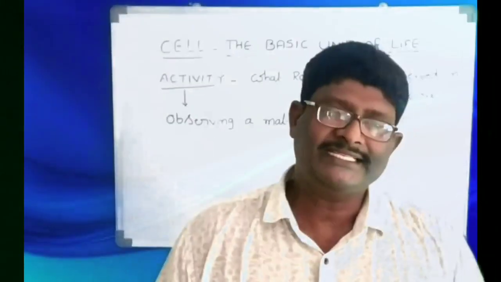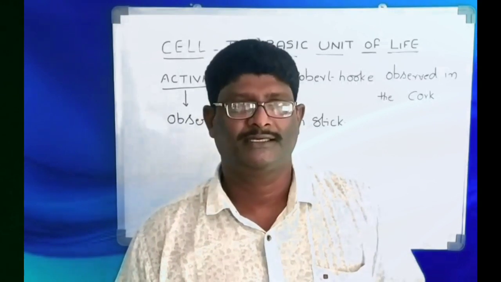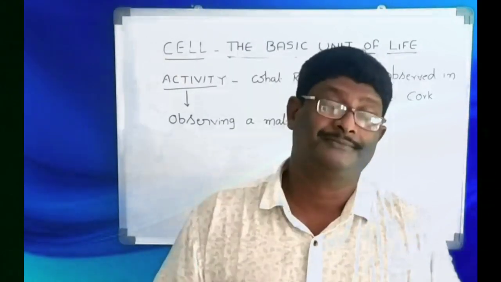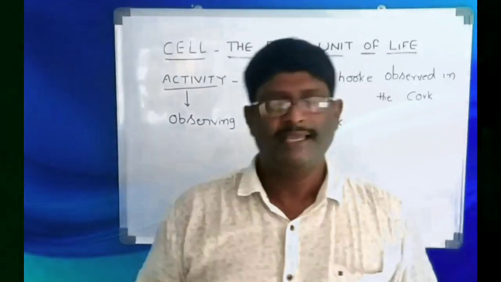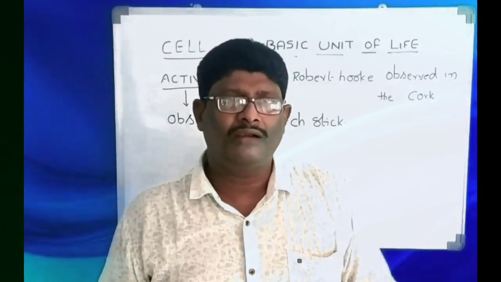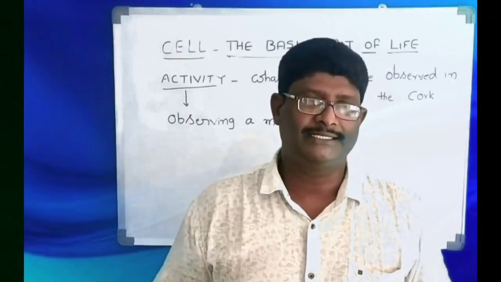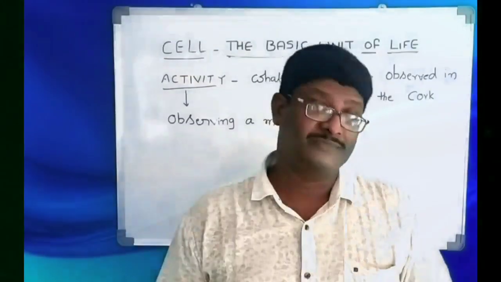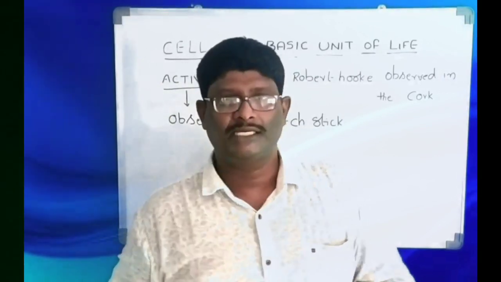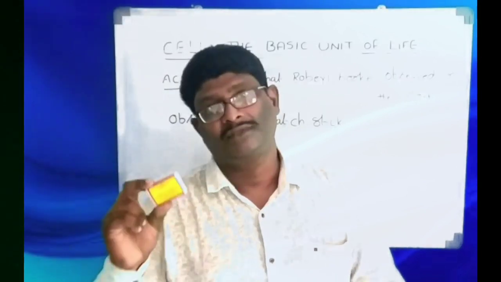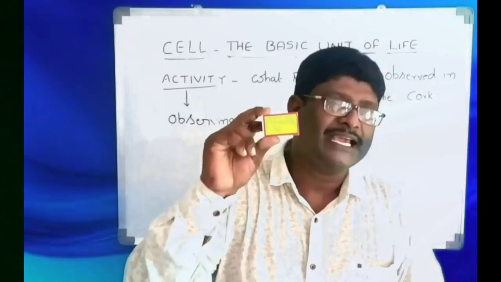Now, let us try to see what Robert Hooke may have observed in the oak tree cork. Is it possible to see what Robert Hooke saw in the bark of the oak tree, that is called cork? Yes, it is possible. But if we want to do the same experiment, we will not get an oak tree. So instead of that, we have to use another object, that is a matchstick. With the help of this matchstick, we can see what Robert Hooke saw in the cork. This is a similar experiment to Robert Hooke's.